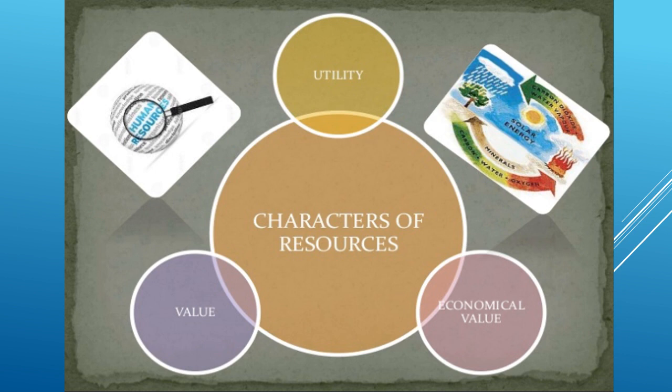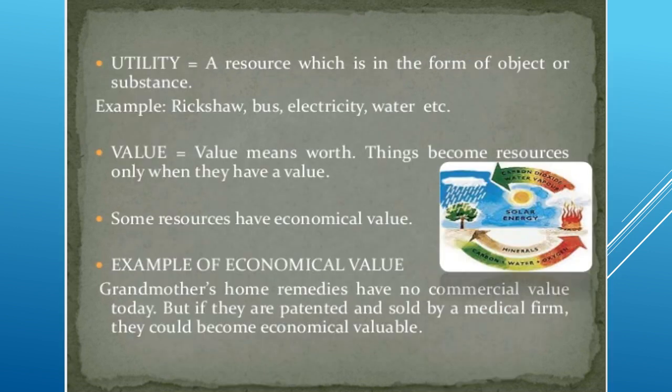Resources have the following characteristics. First is the utility, second is the value, third is the economic value. First thing is any object which has a utility for us is a resource. For example, your rickshaw, which we need to go to school, bus, electricity, water, paper, dress, mobile, TV, anything. They are objects, but they have some utility for us. So it is a resource.